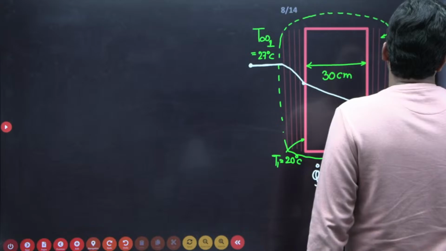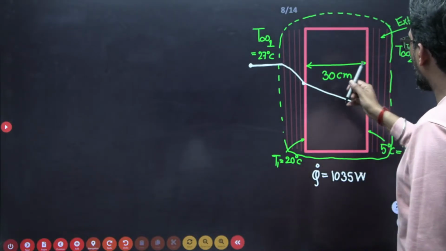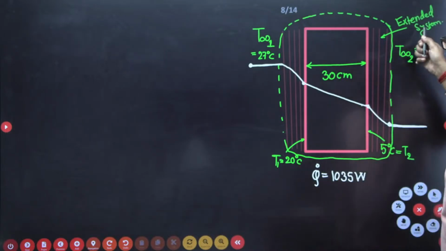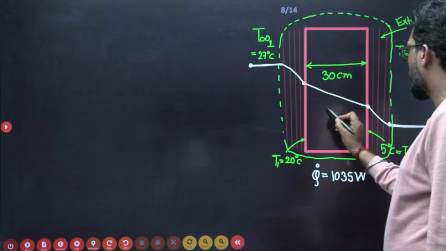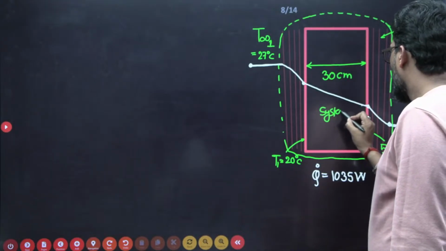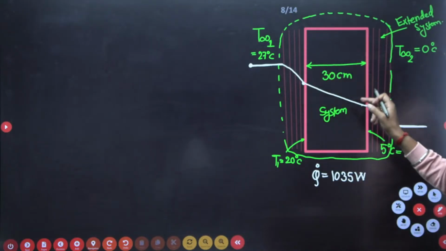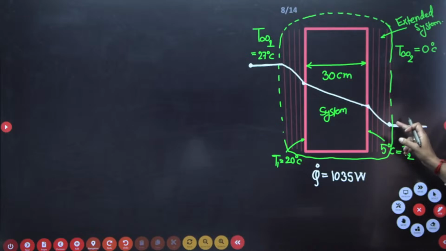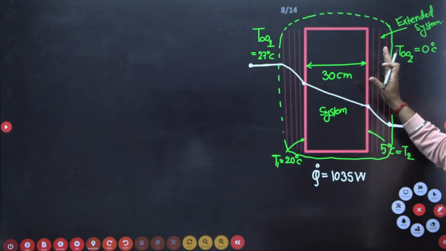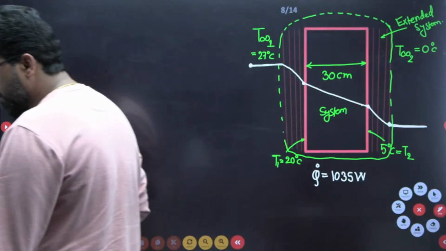Extended system means system plus immediate surrounding. What is the extended system? This is our system, the wall is our system, and this is our immediate surrounding, where the temperature gradient effect is there. So system plus immediate surrounding is called the extended system. This is the concept of the extended system.